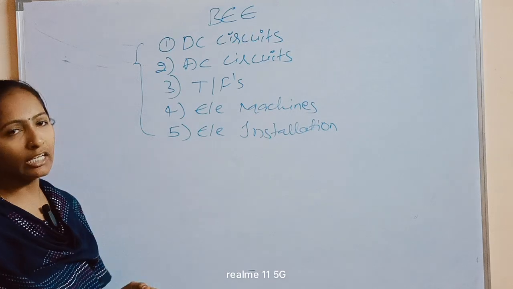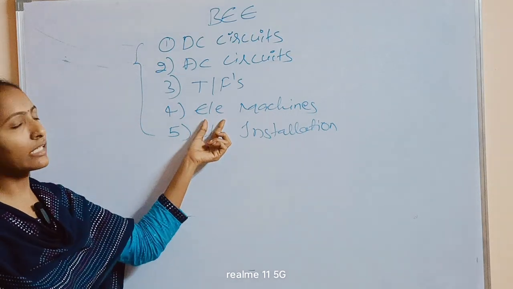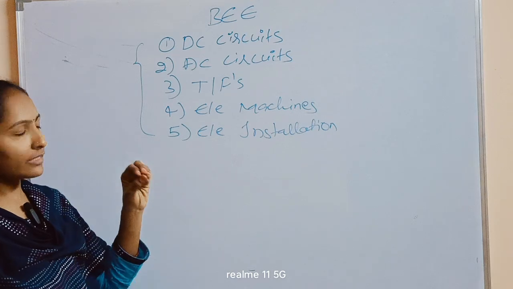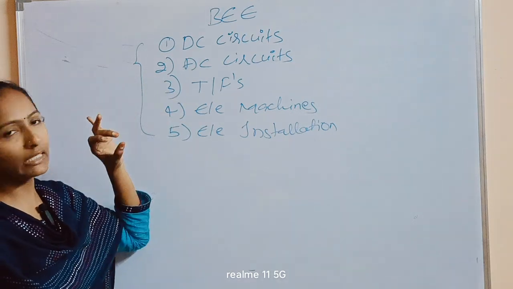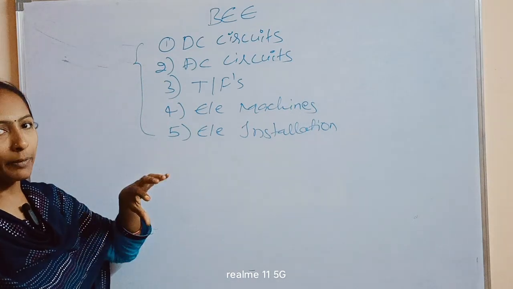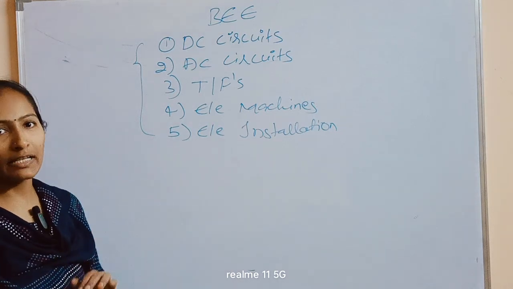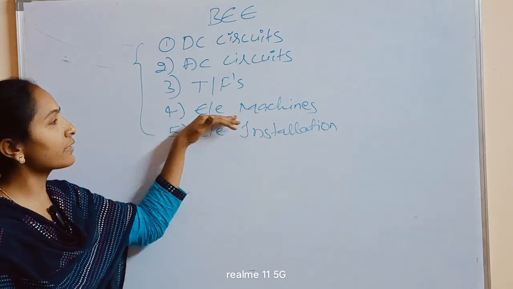In electrical machines, it is subdivided into two parts: one is AC and the other is DC. Just basic information, that is the operation, working principle, and construction of all AC as well as DC machines, is included in this unit, that is electrical machines.